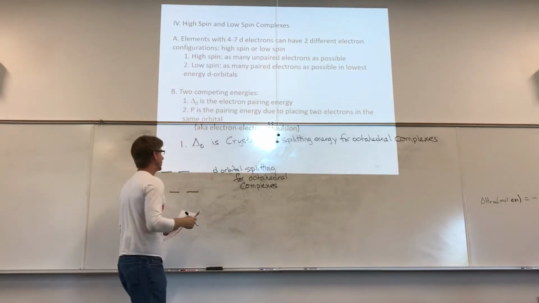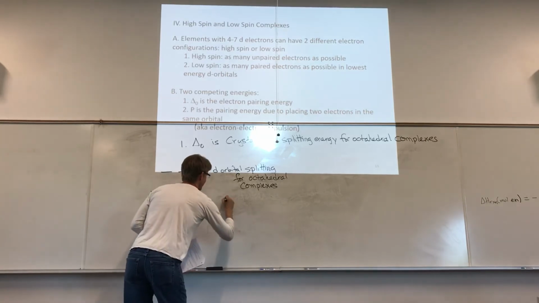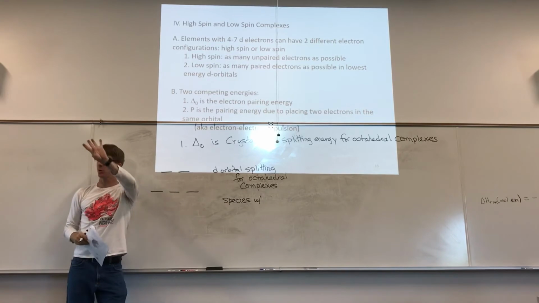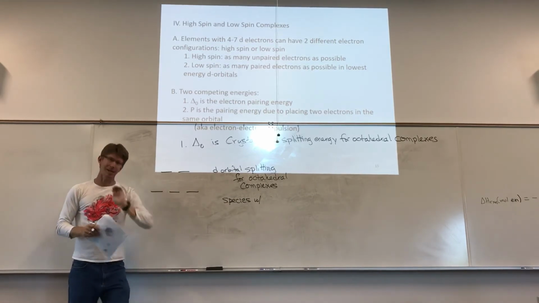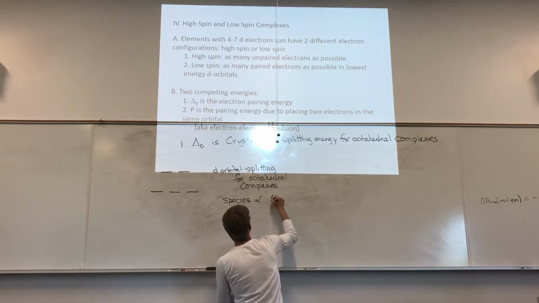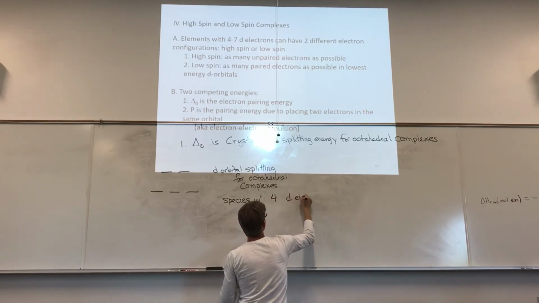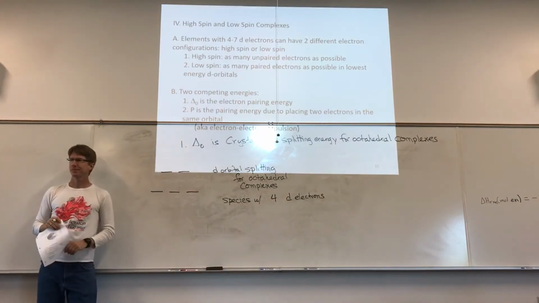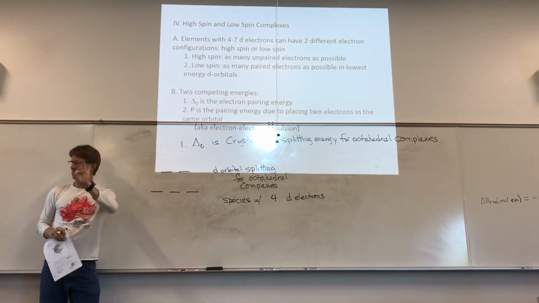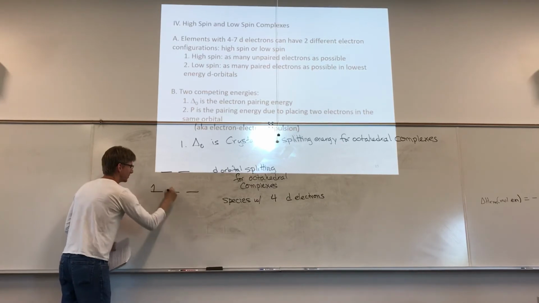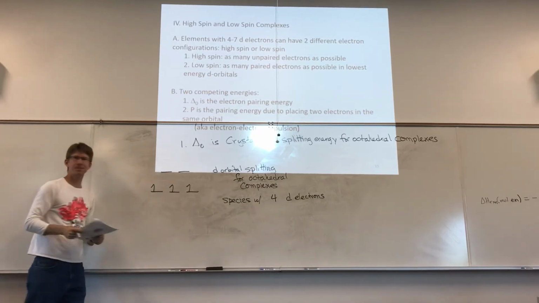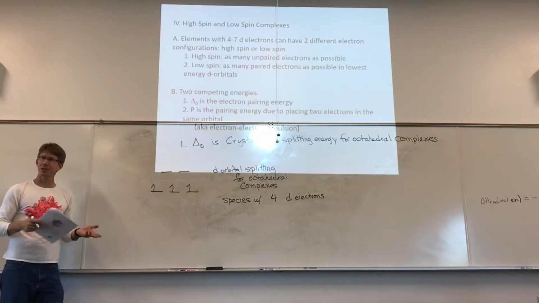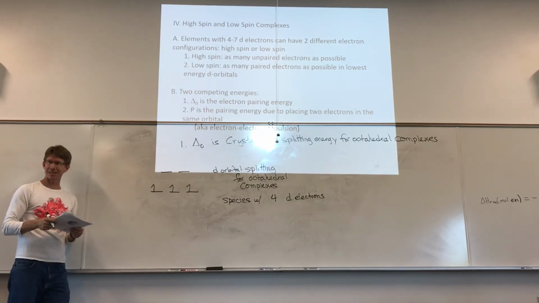And let's say we have a species with 4 d electrons. There's no doubt where the first 3 electrons go. They go 1, 2. And the question is, where does the 4th electron go? And now it is our turn to discuss this.